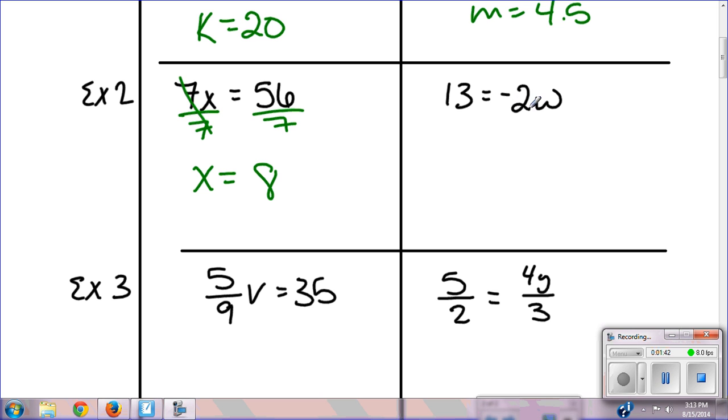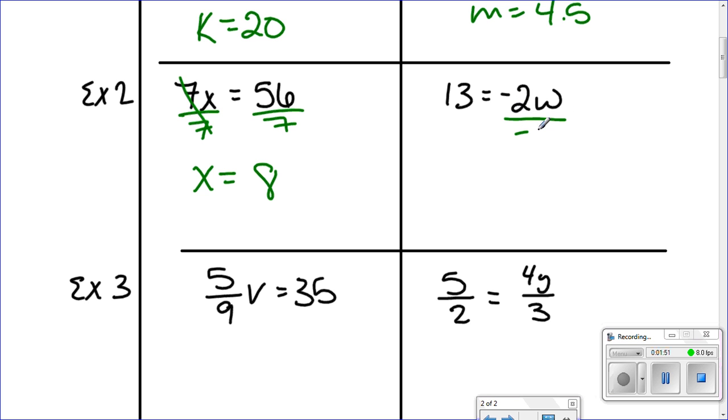13 is equal to negative 2w. What is with the w? Negative 2. What are they doing? Multiplying. How do I get the negative 2 to go away? Instead of multiply by negative 2, I have to divide by negative 2. 13 divided by negative 2 will be a negative 6.5 equal w.